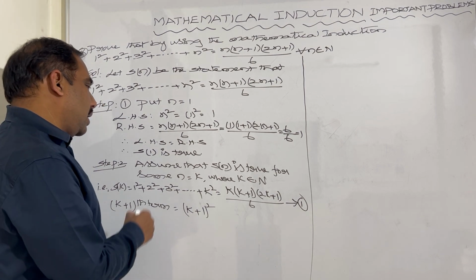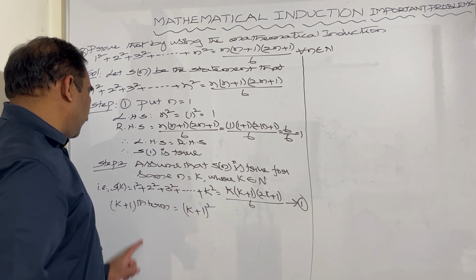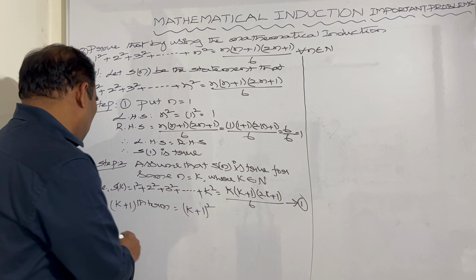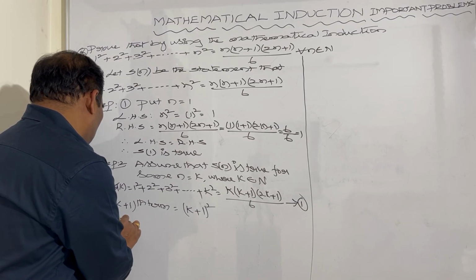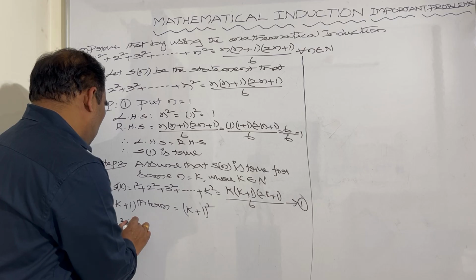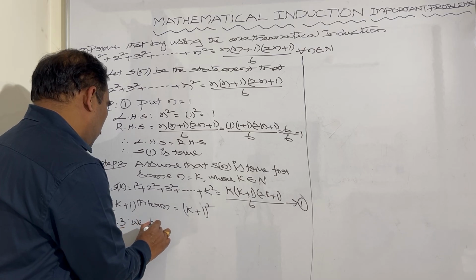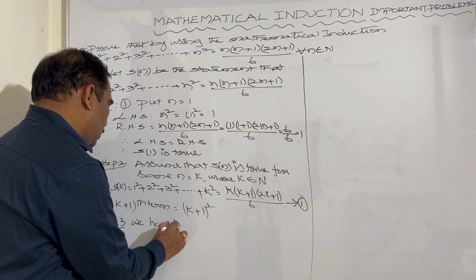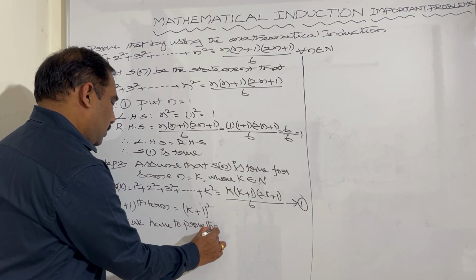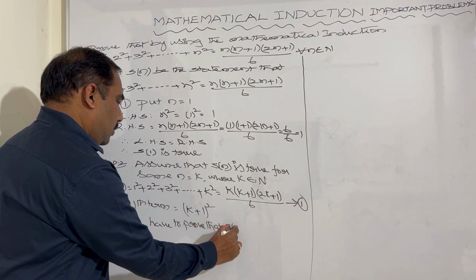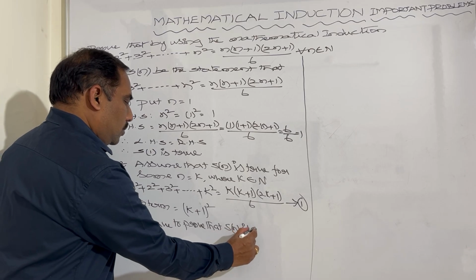Now, after finding the k plus 1th term in step 2, what is step 3 here? In step 3, we have to prove that S of n is also true.